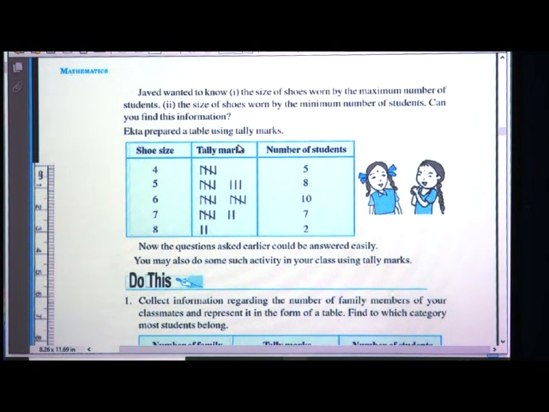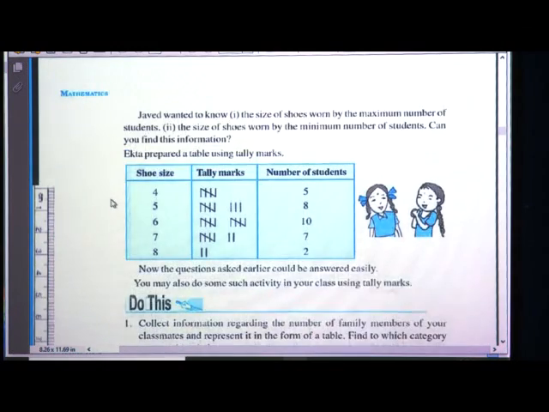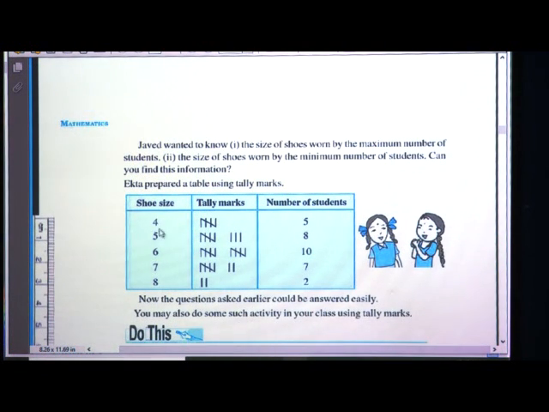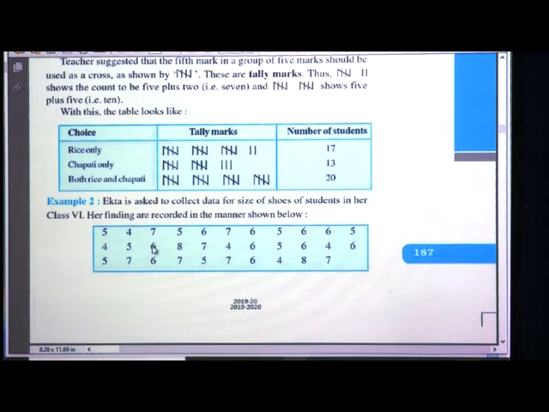So, first of all we need to make a table wherein we can represent the data. We want to make the list of shoe sizes. So, how many types of shoe sizes are there here, we need to find. So, we have 4, 5, 6, 7 and 8. Okay. So, shoe sizes are 4, 5, 6, 7 and 8. Then we need to prepare the tally marks for these shoe sizes. Let us see how many shoes of size 4 we have.